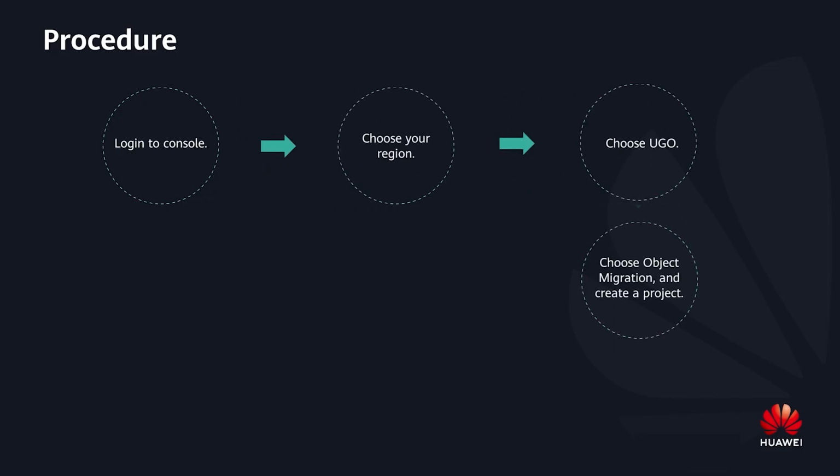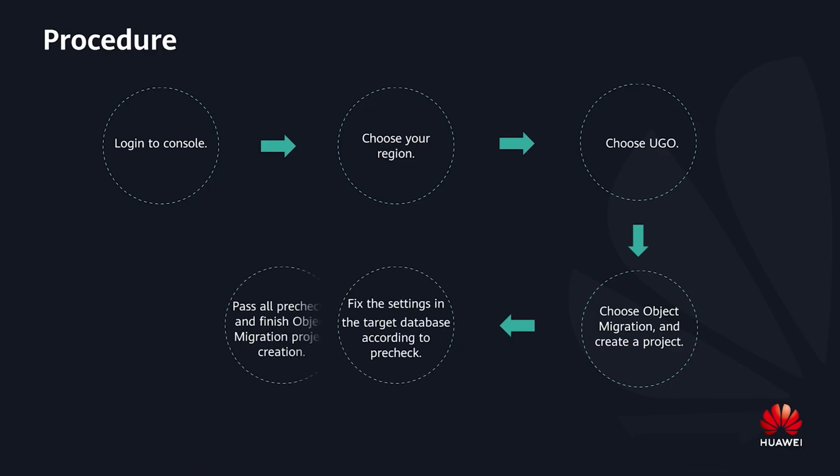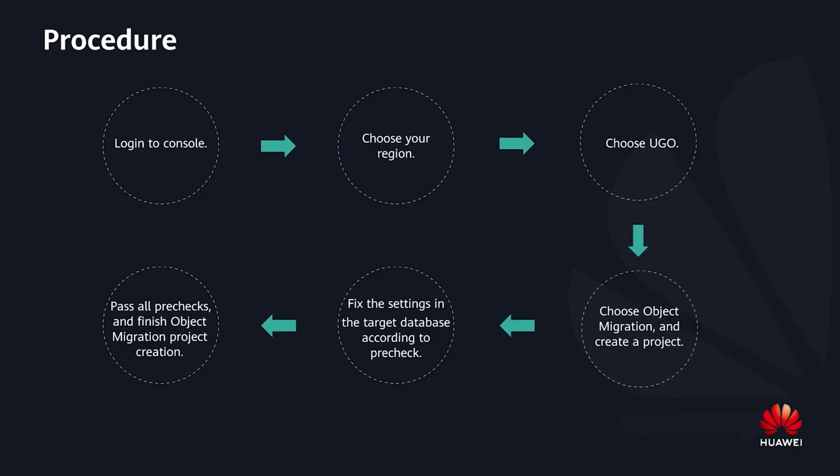Procedure. Log into the console. Select a region. And choose Databases > UGO. On the object migration page, create an object migration project. Adjust the target database configurations based on the pre-check results. If all pre-check items succeed, the object migration project is created.